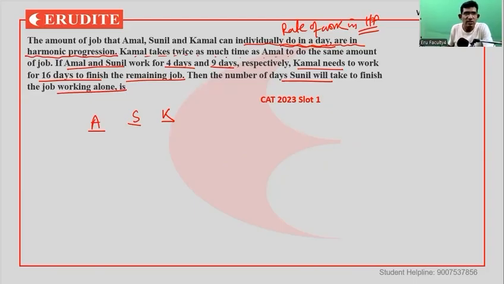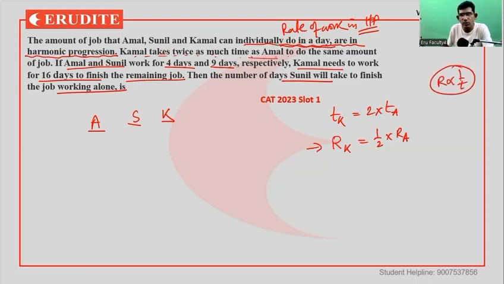Now it says that Kamal takes twice as much time as Amal. That means the time taken by Kamal is twice the time taken by Amal. In other words, the rate of Kamal should be half of the rate of Amal, because rate and time are inversely proportional if the work is the same. So if Kamal is taking twice the time, that means the efficiency or rate of Kamal will be half of Amal.